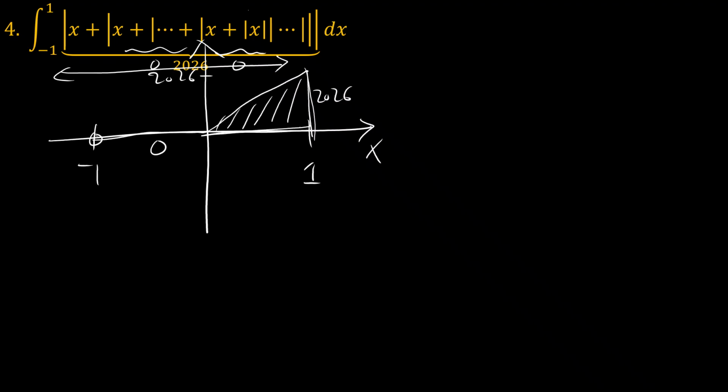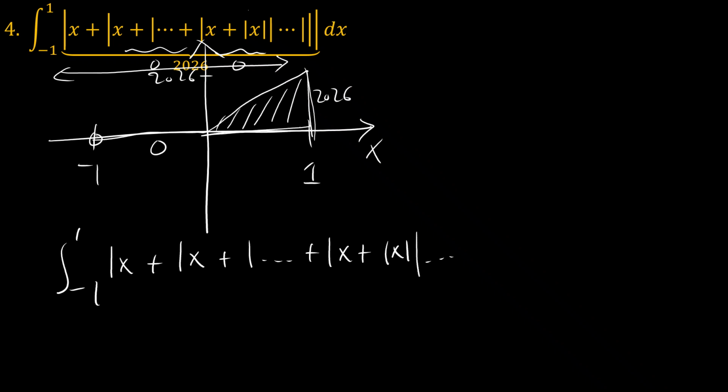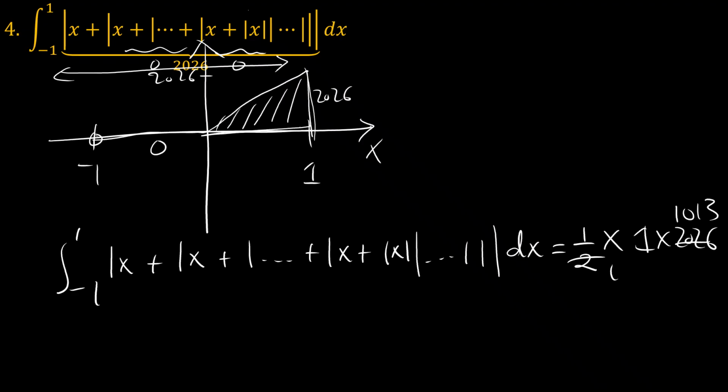So in other words, the integral from x equals -1 to +1 of the absolute value of x plus absolute value of x plus absolute value of x plus the absolute value of x, close bracket, is equal to a half times the length of the base, which is 1, times the height, which is 2026, which is 1013. So the answer is that.